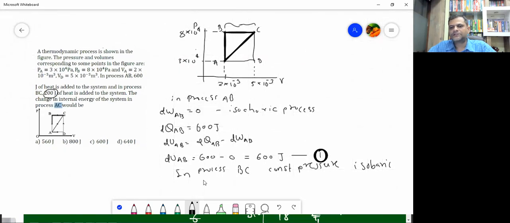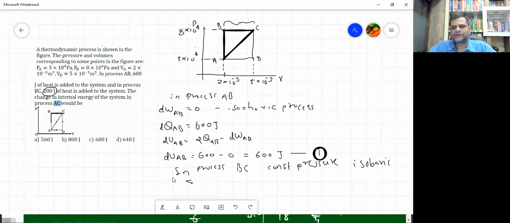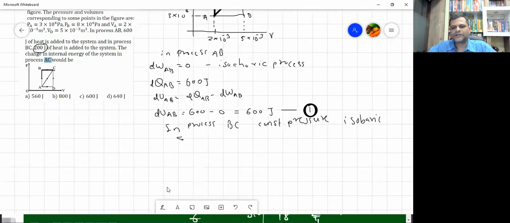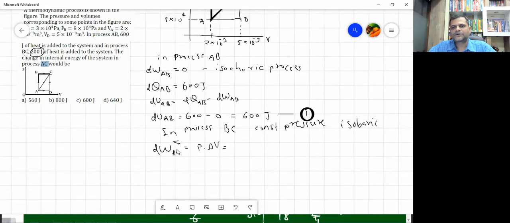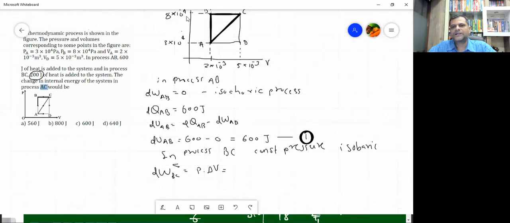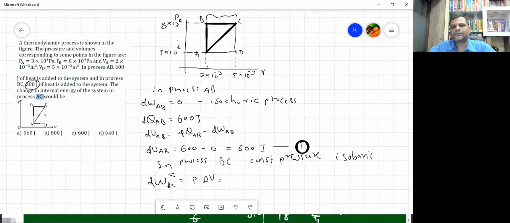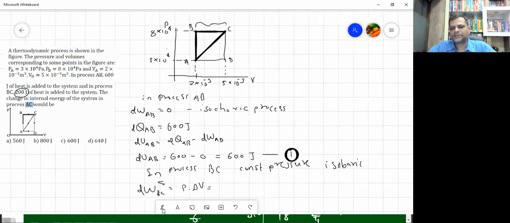So in case of isobaric process, we know that the work done is going to be P into delta V. करेक्ट है? वर्क डन जो होता है तो वो P into delta V के बराबर हुआ करता है. तो इसलिए यहाँ पे हमको वर्क डन निकालने में आएगा. सो dW in case of BC will be P into delta V. But where is P? P is nothing but the pressure in that process. See here, what is the constant pressure in this process? It is 8 into 10 raised to 4. Okay, so that is to be replaced here.